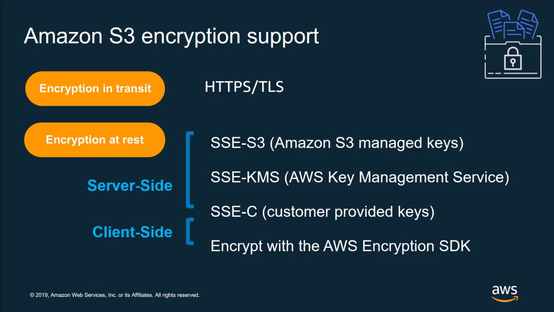SSE-S3 is where S3 manages the keys ourselves. There's a master key and then a data key. The data key is used for individual objects to do the individual object encryption, and then the master key encrypts the data key. S3 manages all the key rotation and key management in SSE-S3 ourselves, so it's very simple to turn on. We have default encryption, which I'll talk about next, but it's a very easy way to ensure and enforce automated encryption for your S3 objects.